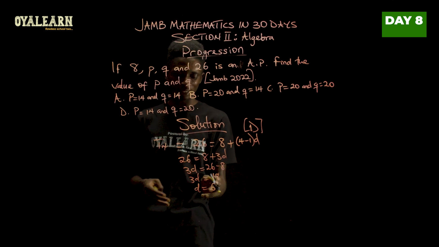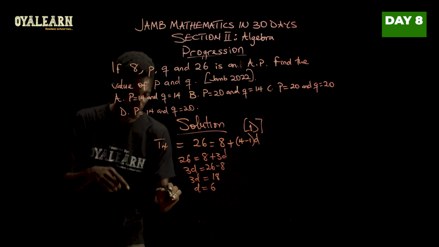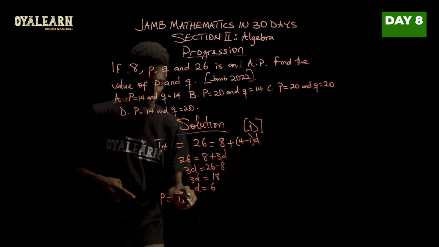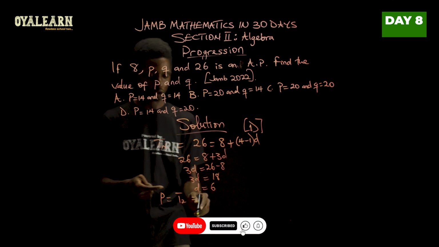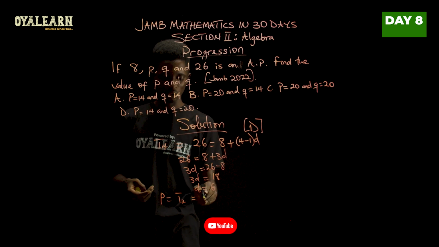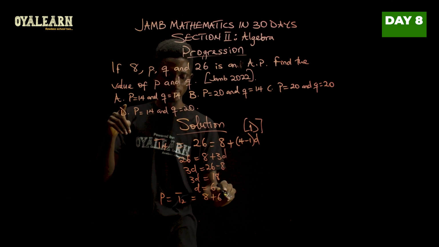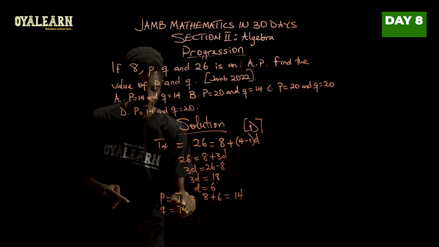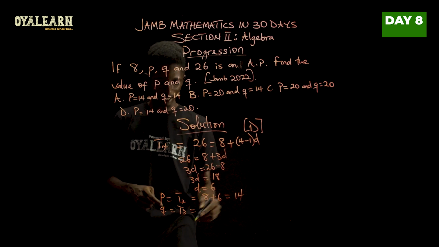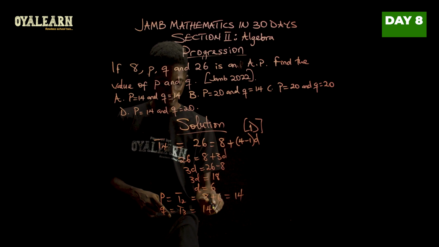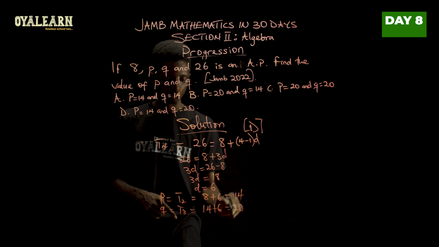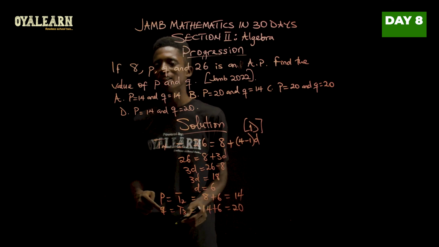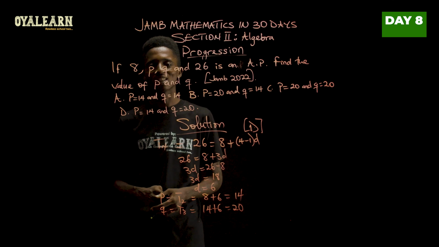So now that we have D as 6, we can go on to solve for P. P is actually T2, the second term. And the second term is supposed to be the first term plus the common difference, which is 8 plus 6, and that will give you 14. And then Q is T3, which is T2 plus 6, so we would have 14 plus 6, which will give you 20. So P equals 14, while Q is 20. So once again, showing that D is the correct answer.